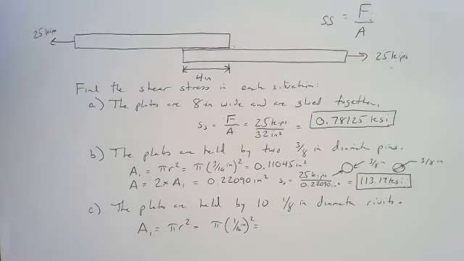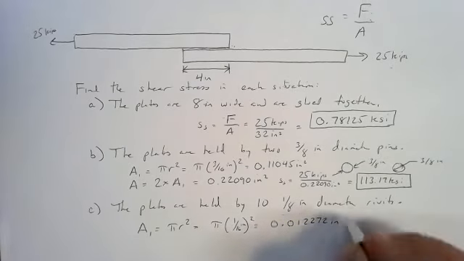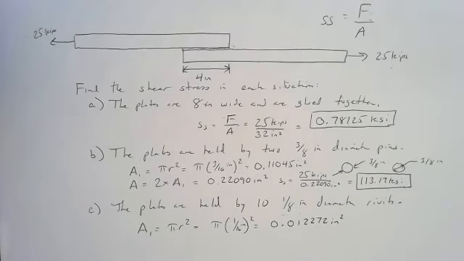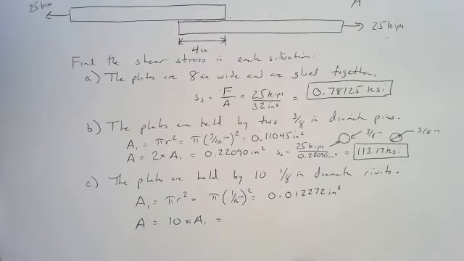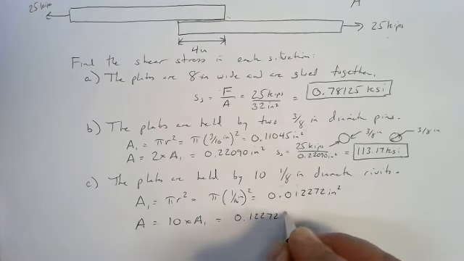So the area of one, we've got 1/16 squared times pi. So we get a pretty small area, 0.12272 square inches, but we've got 10 of them. So the area that we're dealing with is 10 times the area of 1. So that's easy enough. We have 0.12272 square inches.